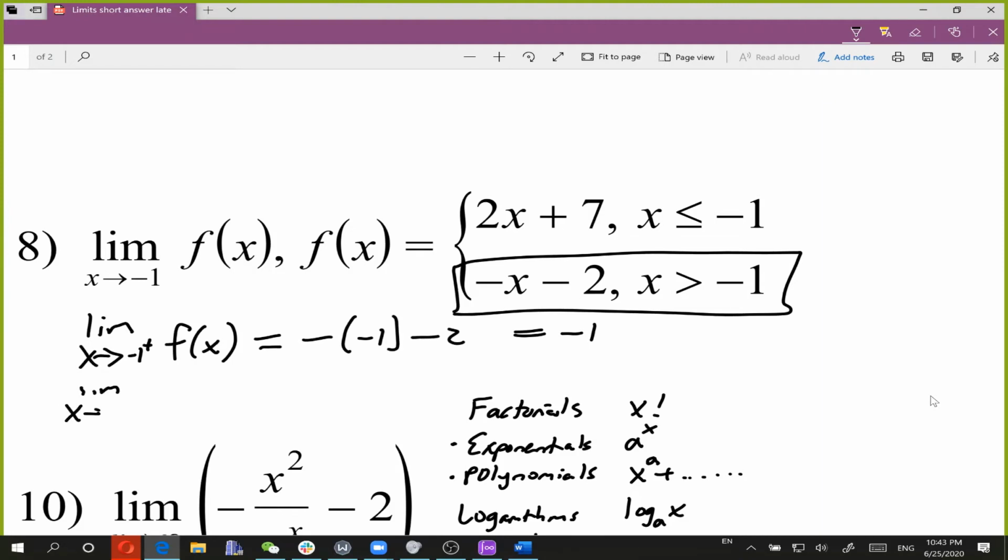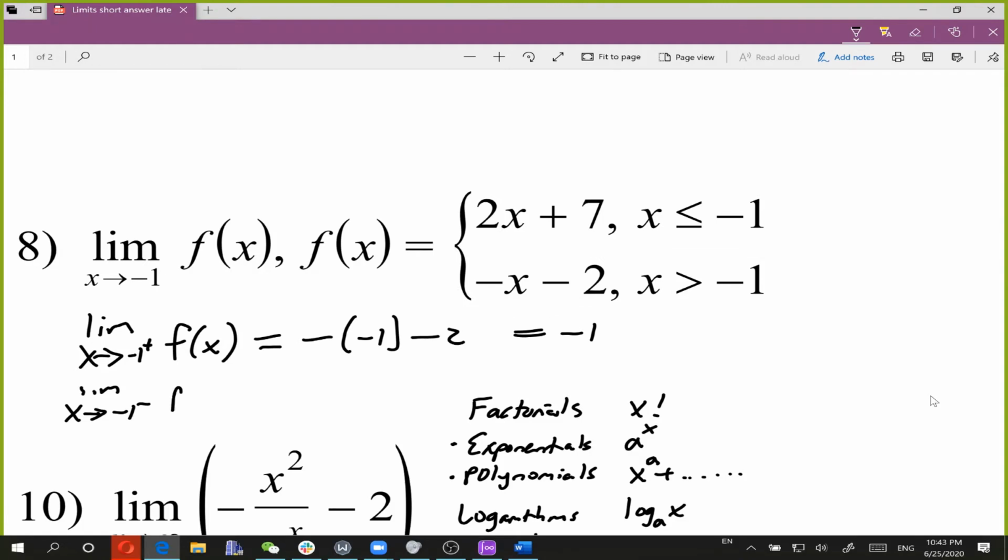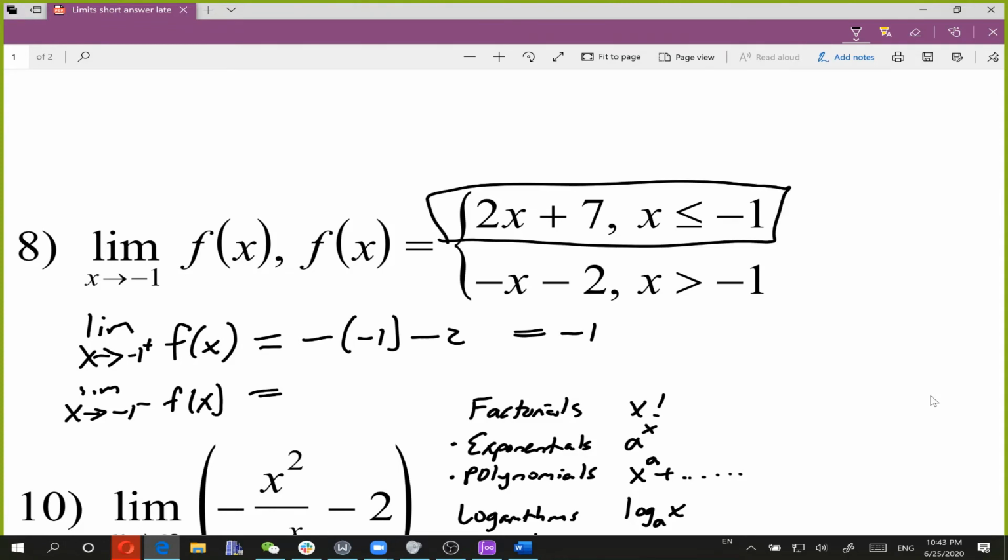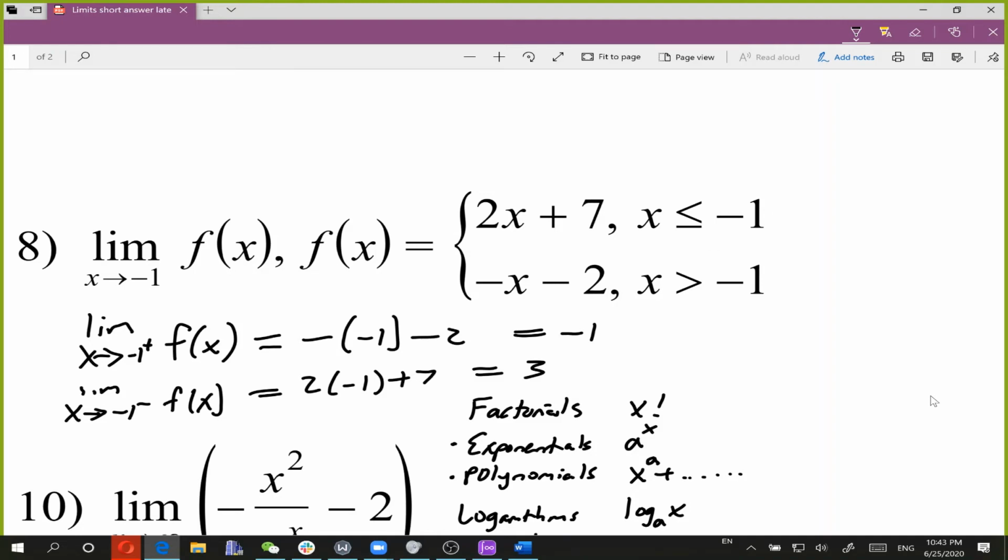On the opposite side, if I approach -1 minus a little bit, that's a little bit less than -1, so I'd use the top function. If I plug in -1 into the top function instead, I'll get 2 times -1 is -2, plus 7 is 3. So my one-sided limits do not match. And because my one-sided limits do not match, the general limit as x approaches -1 of f of x does not exist.